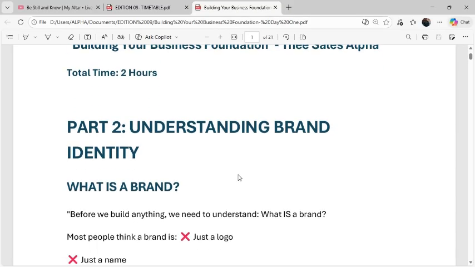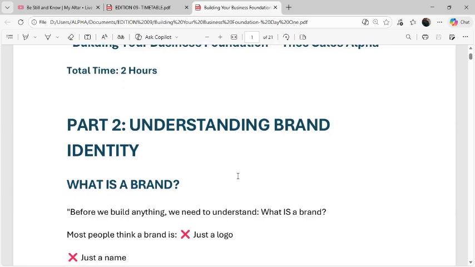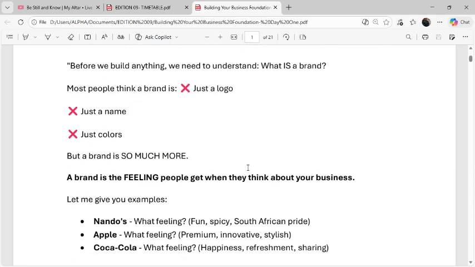So now let's look at this. Let's understand what brand identity is. We need to firstly understand, what is a brand. Before we can build anything, we need to understand what is a brand. Most people usually make this one mistake. They think that a brand is the logo. Some think that the brand is actually the name. Then some think it is just colors, ne?